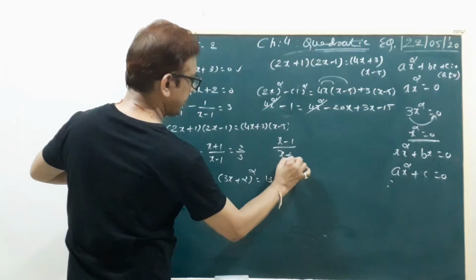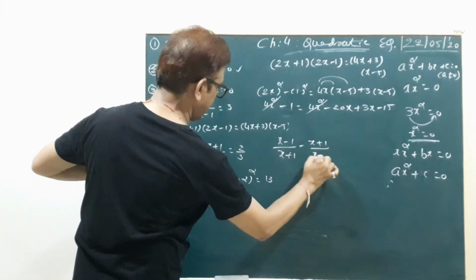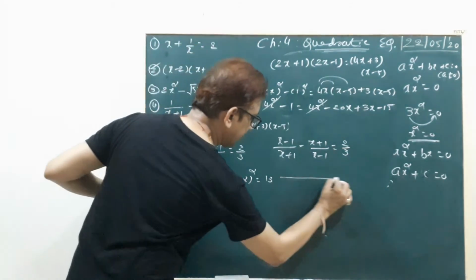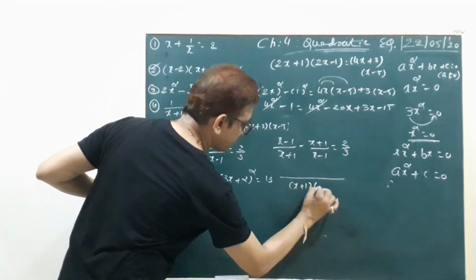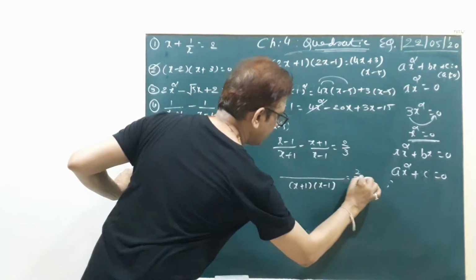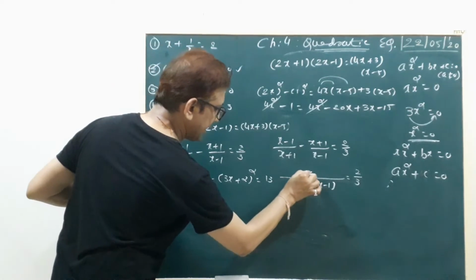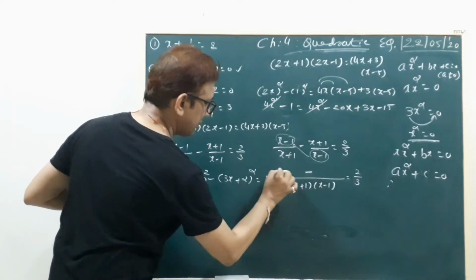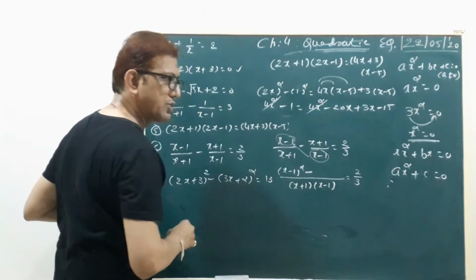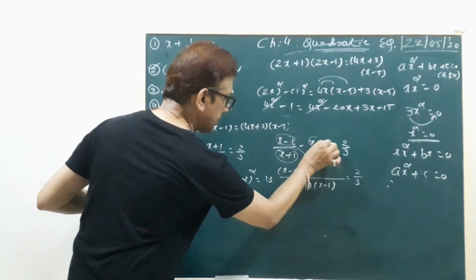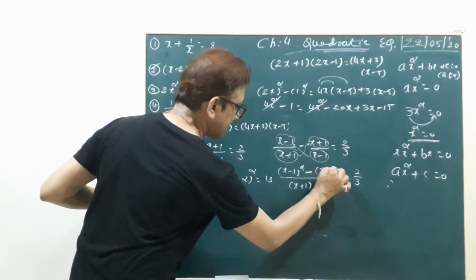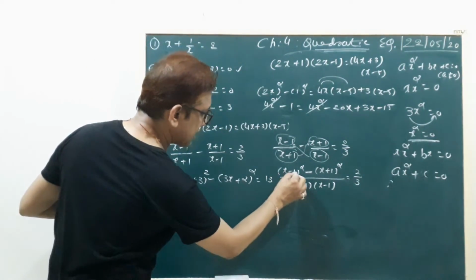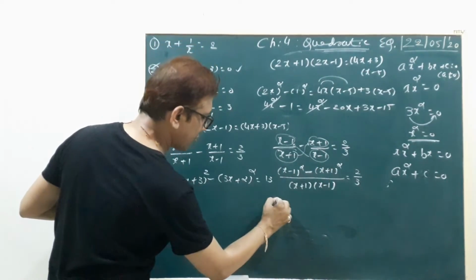This question: x minus 1 upon x plus 1 minus x plus 1 upon x minus 1 equal to 2 by 3. Now first we take LCM on the left side. Cross multiplication, x plus 1, x minus 1. 2 by 3, minus sign as it is. Now x minus 1 multiplied by this one, so x minus 1 whole square. X plus 1 multiplied by x plus 1, so x plus 1 whole square. Clear?